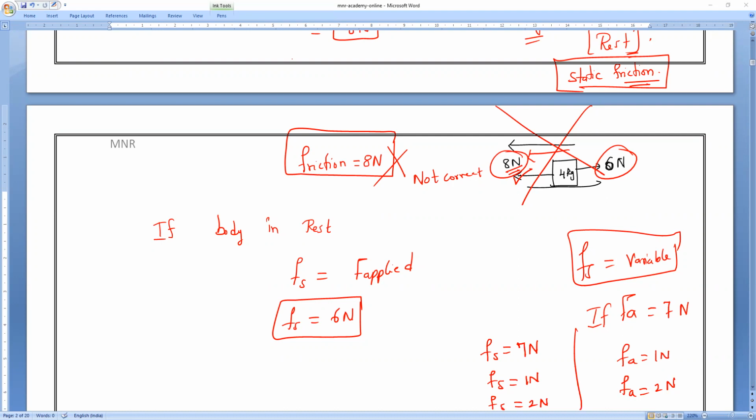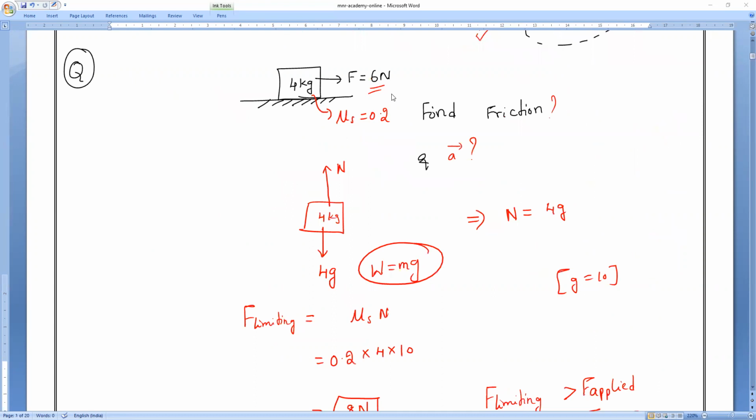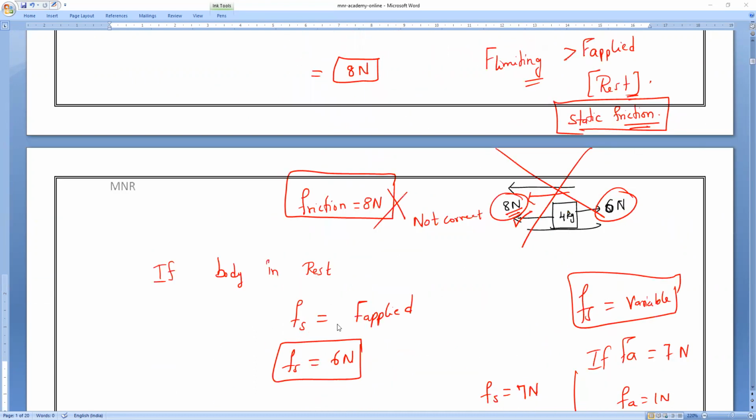If the body is in a state of rest, can you catch this point or not? If the body is in a state of rest, the static friction is always equal to the applied force. Clear? So if the applied force is 6 newtons, what is the static friction? How much is it?